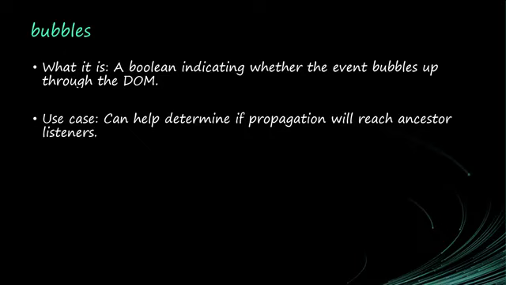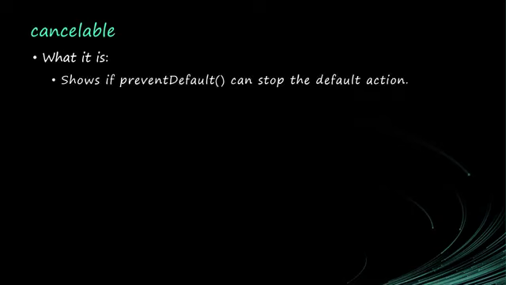You understand what bubbling is. You don't want it to bubble. So we also have another one, cancelable. When you say cancelable, it shows if prevent default can stop the default action. I don't know if we have talked about prevent default. I think we mentioned it in the last section. But whenever you call e.preventDefault, it will prevent the default behavior of that element.